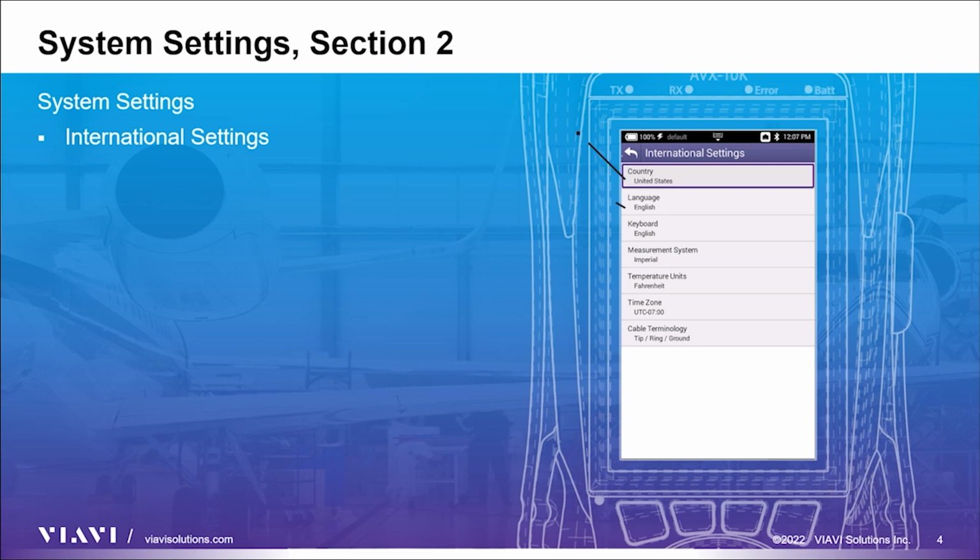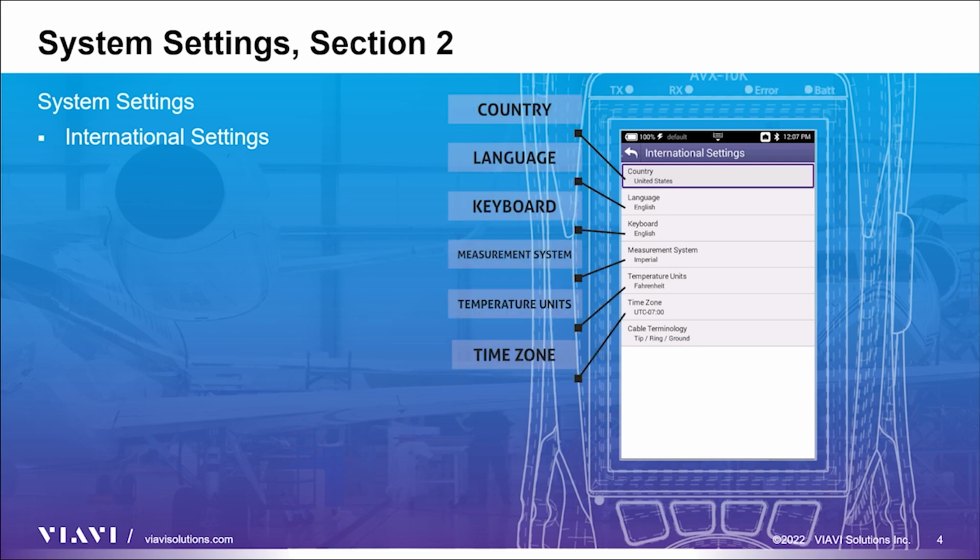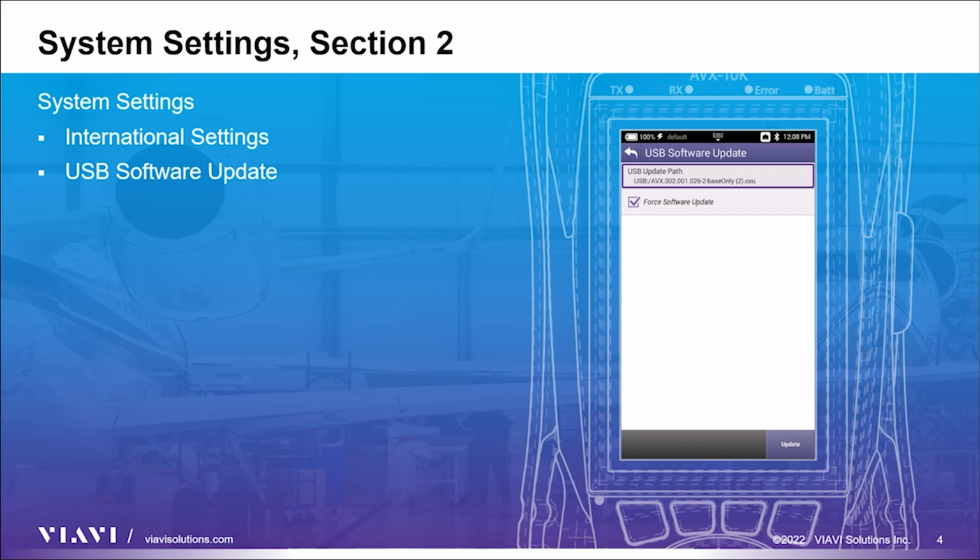International settings. Country, language, keyboard type, measurement system, temperature units, and time zone are all settable from this page. USB software update. If you need to update software via USB drive, this is the right place. When doing this, there should only be one software update file on the root drive of the USB drive.